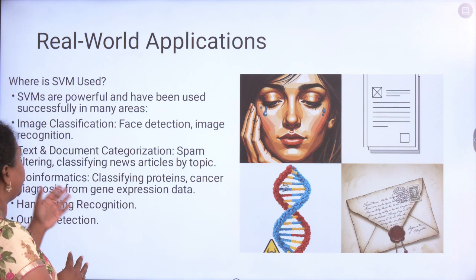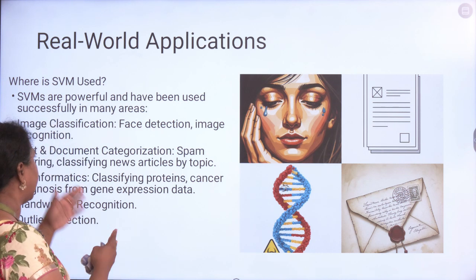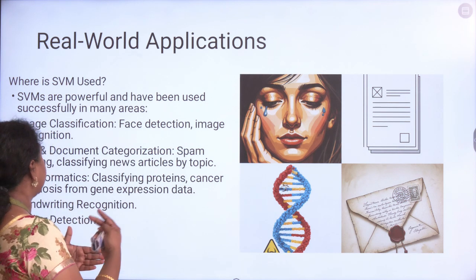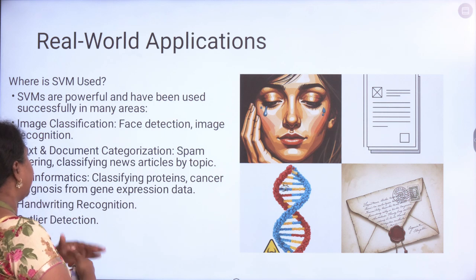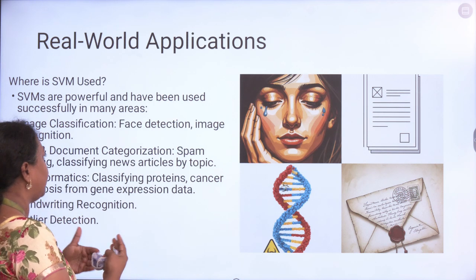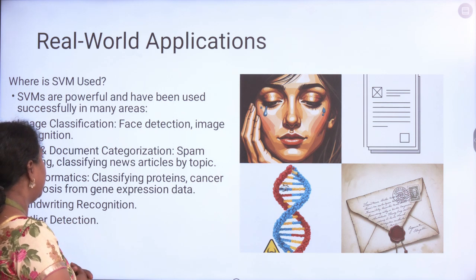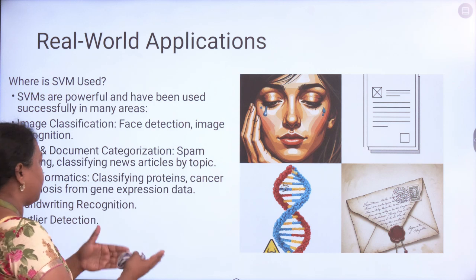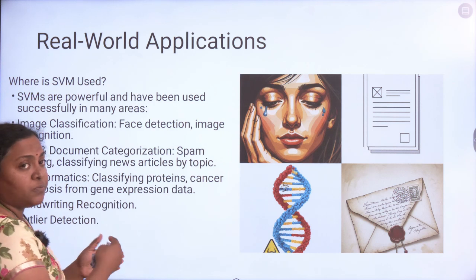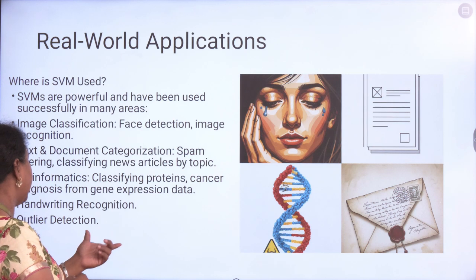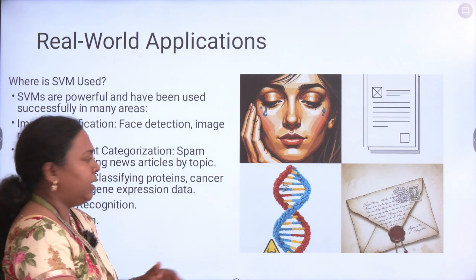So where are we using these applications? In the real world it has been used in many areas, like image classification for face detection and image recognition, text and document categorization to identify spam and filter news articles, bioinformatics to classify proteins and diagnose cancer with the help of gene expression data, and handwriting recognition as well as outlier detection.